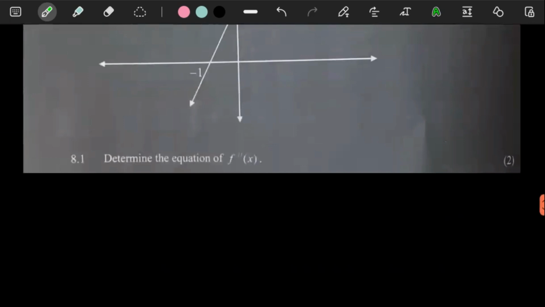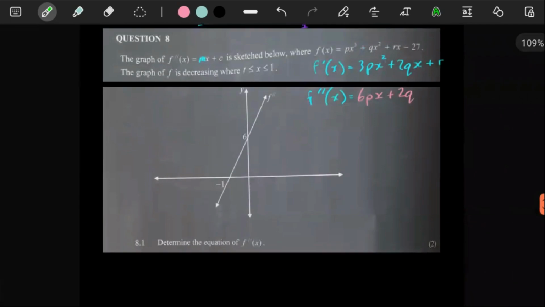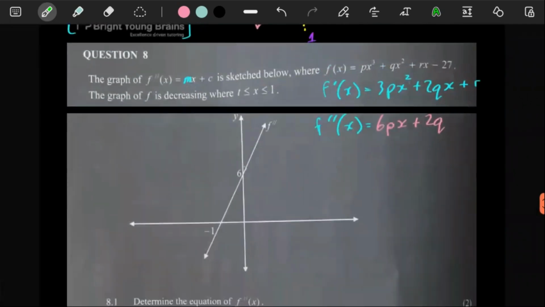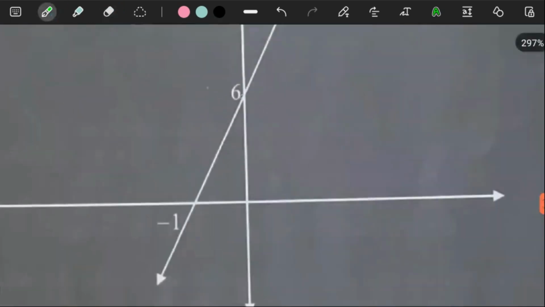The first thing is they want us to determine the equation of the second derivative. So them asking the equation of the second derivative, that's just the equation of this straight line. It's quite straightforward, because for the equation of the second derivative, firstly, we need to find the gradient of this line.